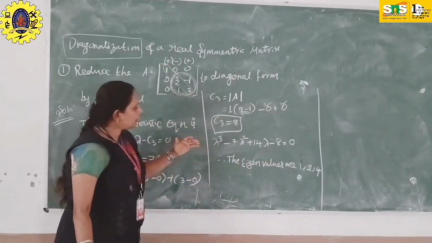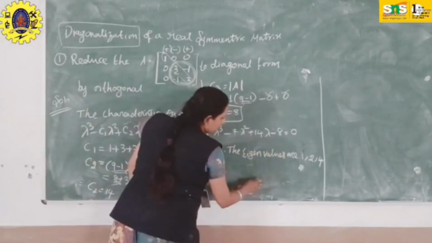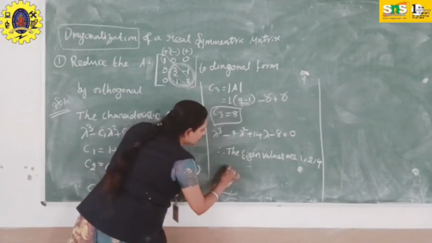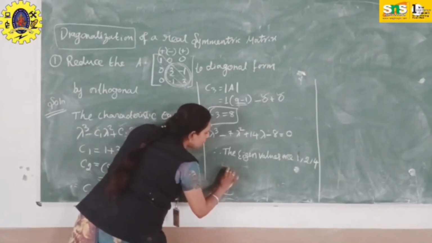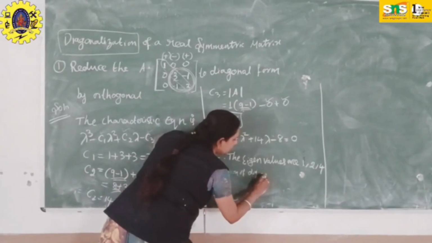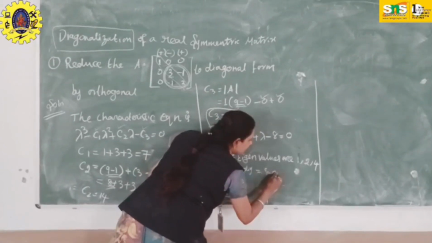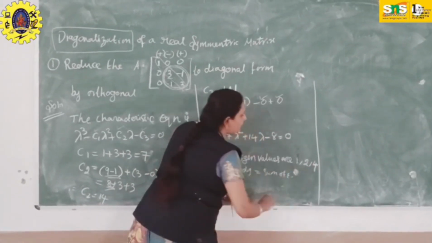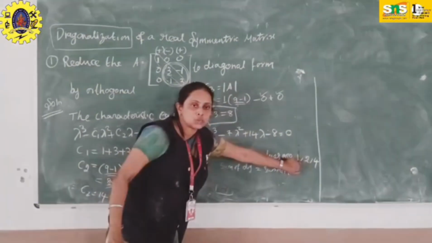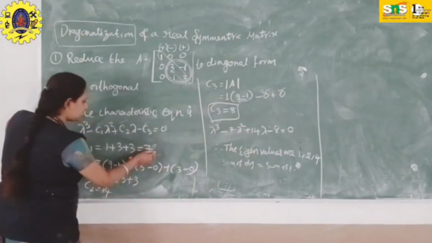Now we check using the properties. The first property: the sum of the diagonal elements equals the sum of the eigenvalues. Adding the eigenvalues, 1 plus 2 is 3, 3 plus 4 is 7. The sum of the diagonal elements is 7.